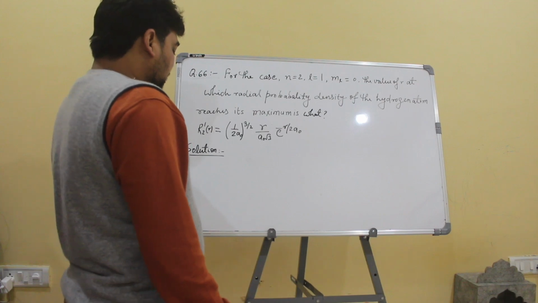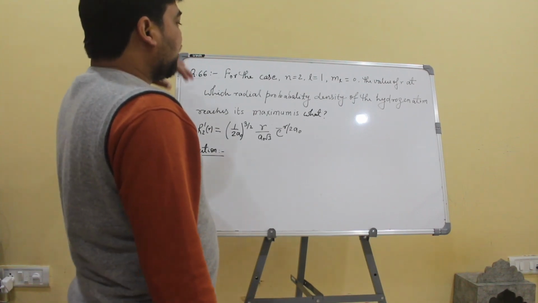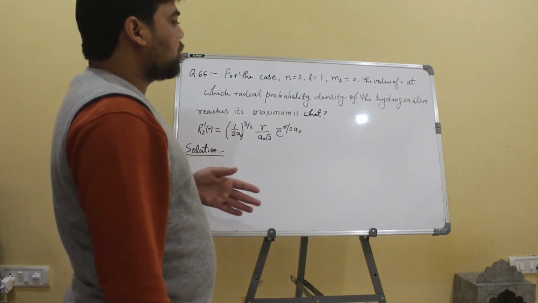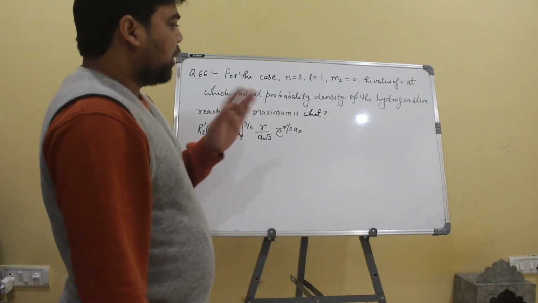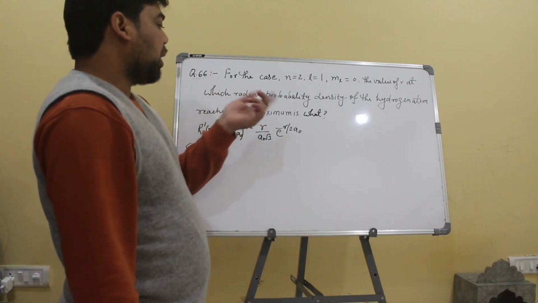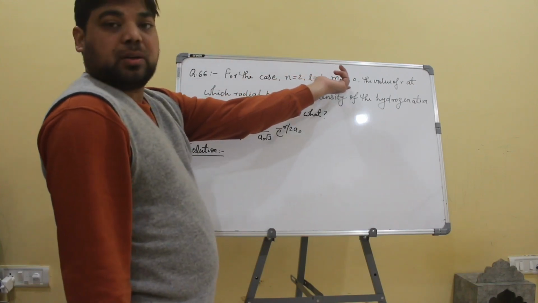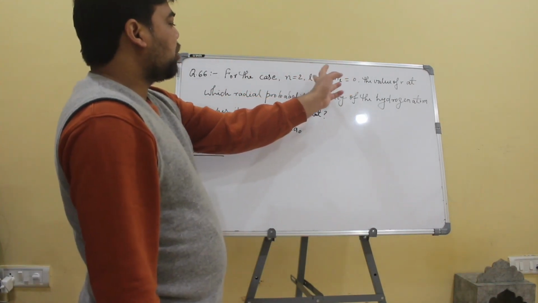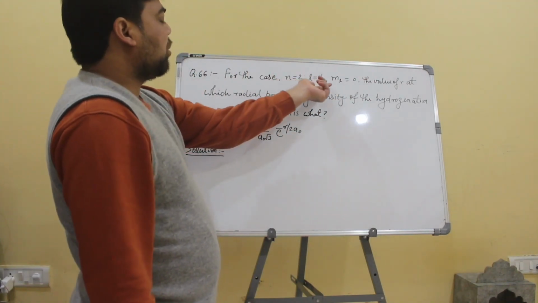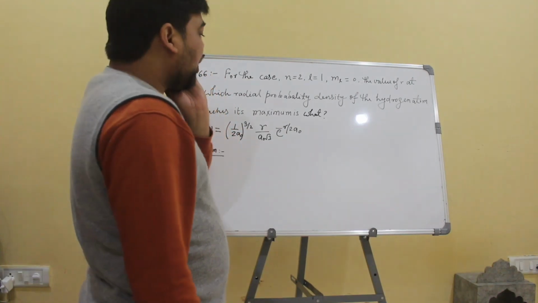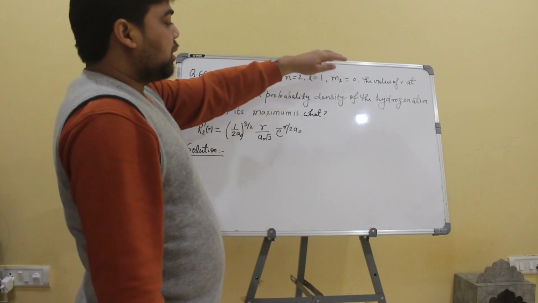Can find helpful. Now, let us start with problem number 66, which says that for the case n equals 2, l equals 1, ml equals 0, the value of r at which the radial probability density of the hydrogen atom reaches its maximum is what? So the question gives some values: n equals 2, l equals 1, and ml equals 0. These are the quantum numbers: principal quantum number, azimuthal quantum number, and magnetic quantum number. Now, these represent a certain state and the corresponding wave function, right?